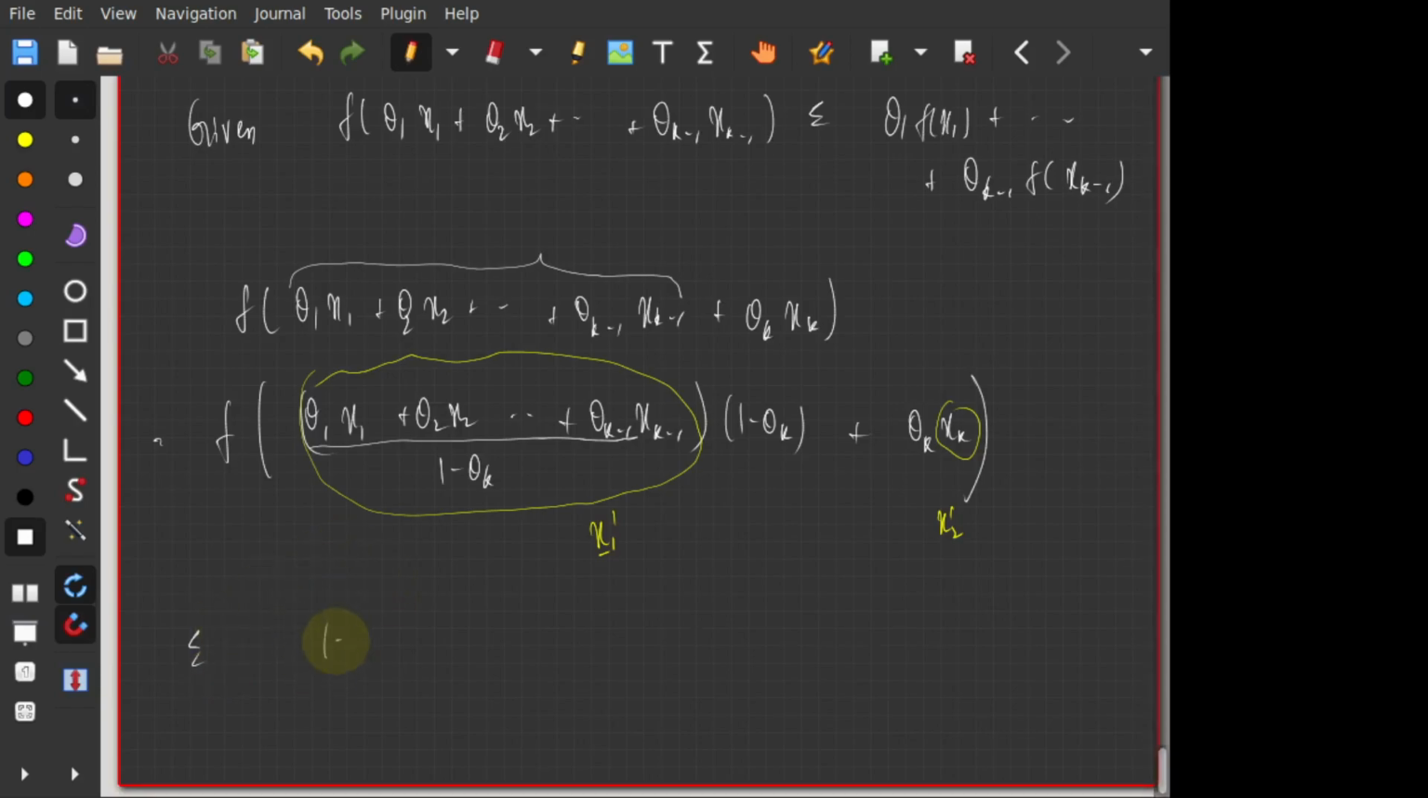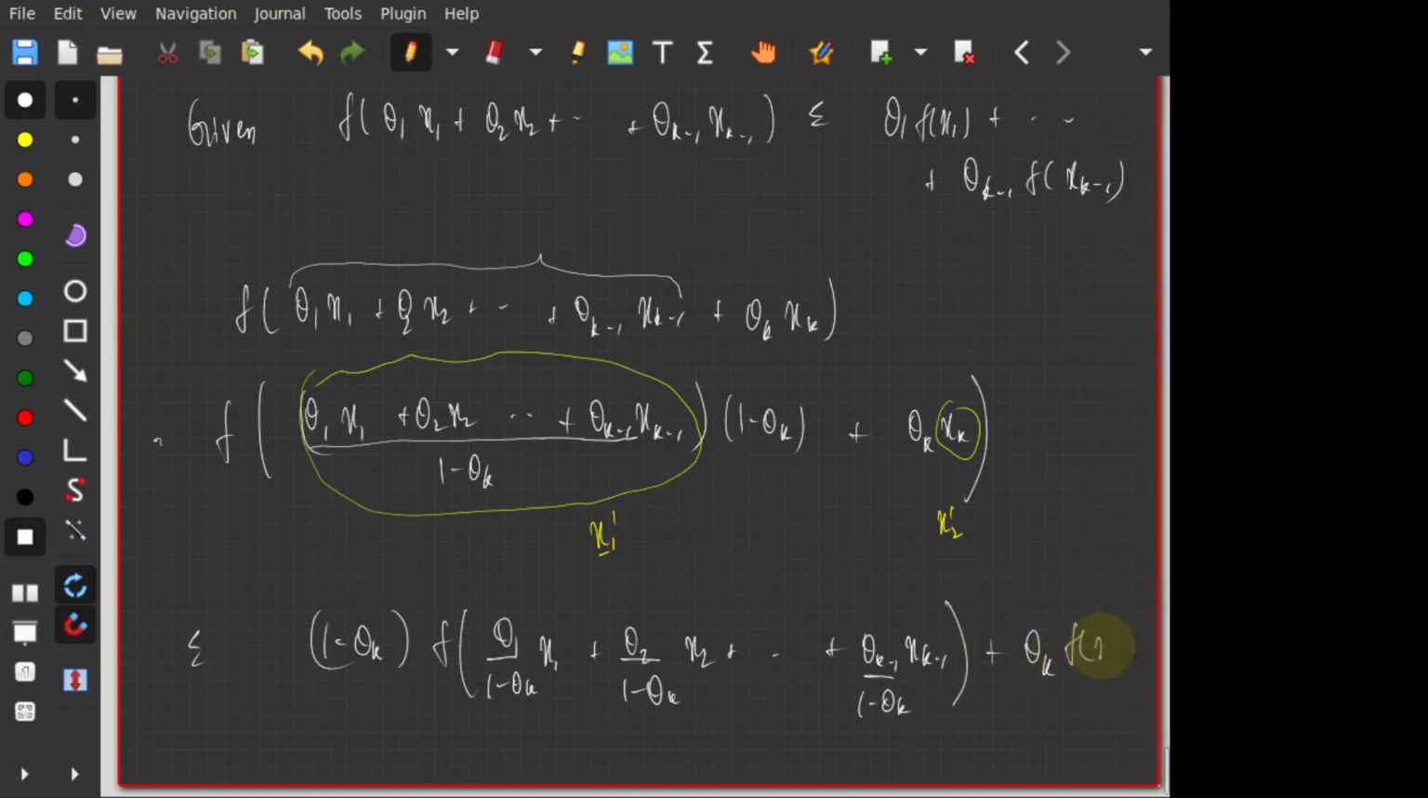So this is 1 minus theta k times f of theta 1 by 1 minus theta k x1 plus theta 2 by 1 minus theta k x2 up to theta k minus 1 by 1 minus theta k xk minus 1, plus theta k f of xk.